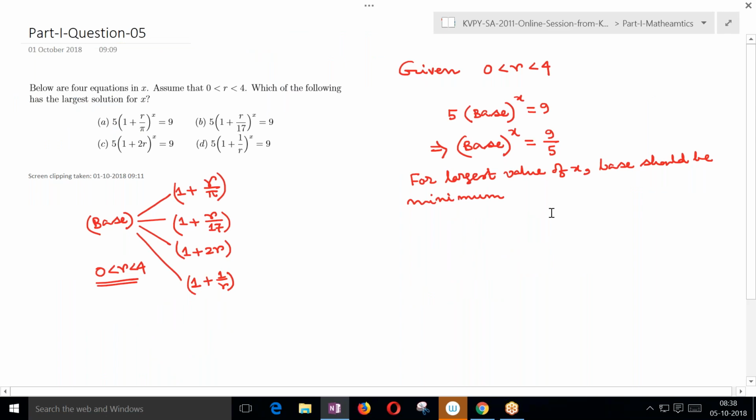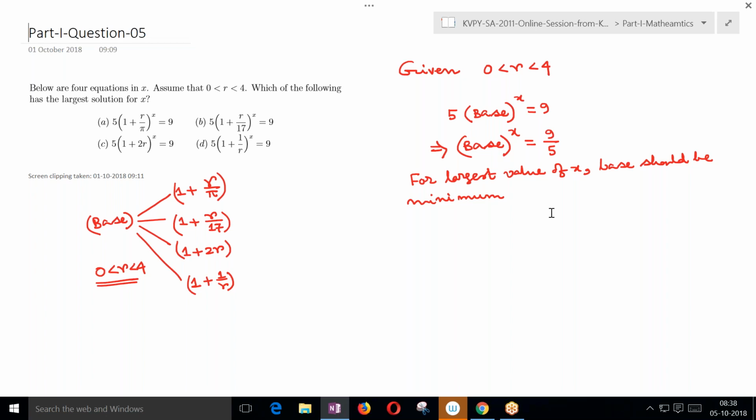the question here is: below are the 4 equations in x. The first equation is 5(1 + 4/π)^x = 9. The second one is 5(1 + r/17)^x = 9. Option C is 5(1 + 2r)^x = 9, and option D is 5(1 + 1/r)^x = 9.